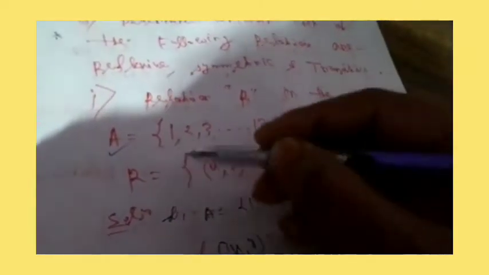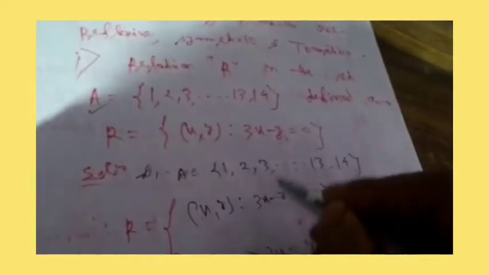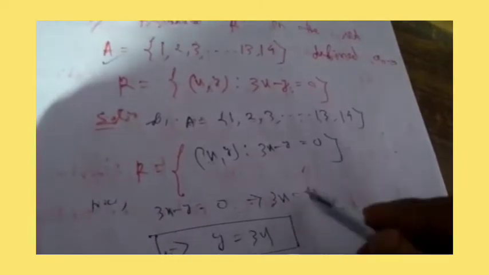The first one asks that the relation is in the set A, where A is 1 to 14, defined as R equal to (x, y) such that 3x minus y equals 0. This is the relation, and the set has been given here as A. So let us assume that A is equal to 1 up to 14, and the relation is (x, y), 3x minus y equal to 0. Given the condition 3x minus y equals 0, so 3x equals y. So here y equals 3x.